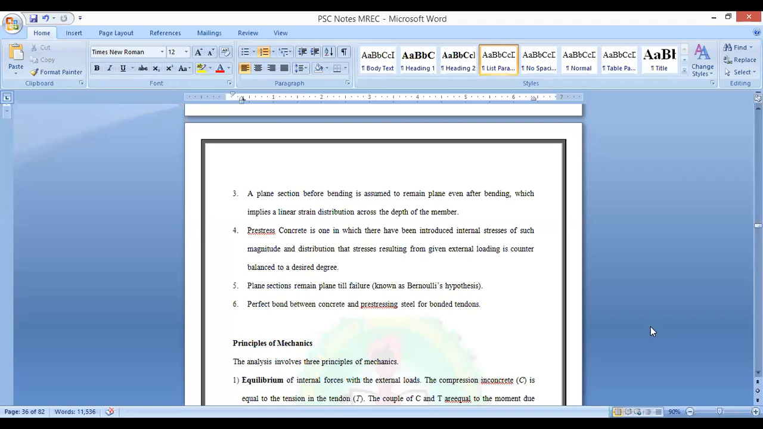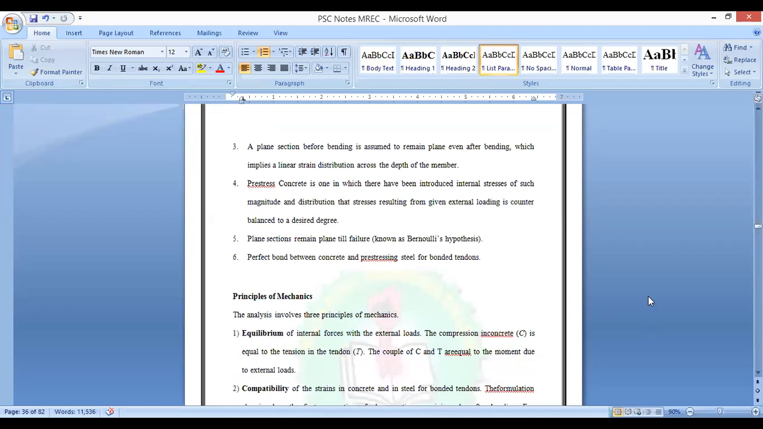for perfect load transmission. So that is very important. That is what we are currently taking as an assumption. These are very, very important. These assumptions are important from your external exam point of view also, for writing theory.